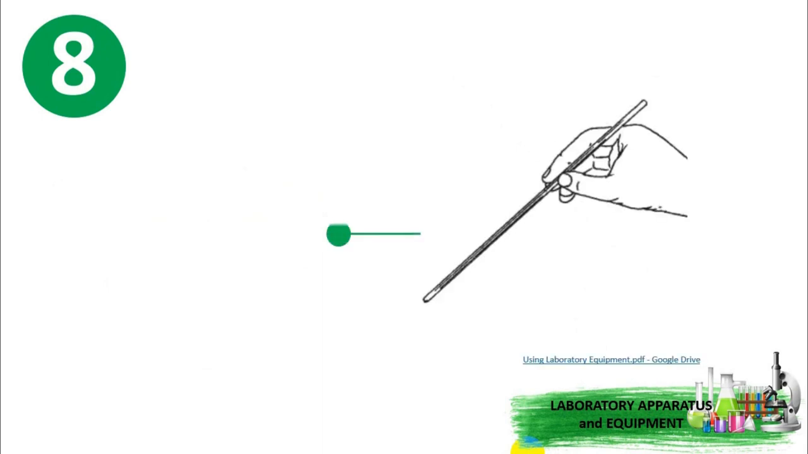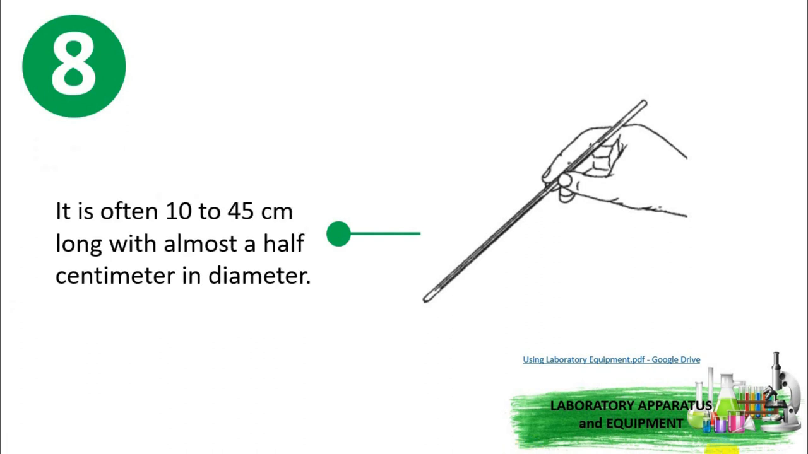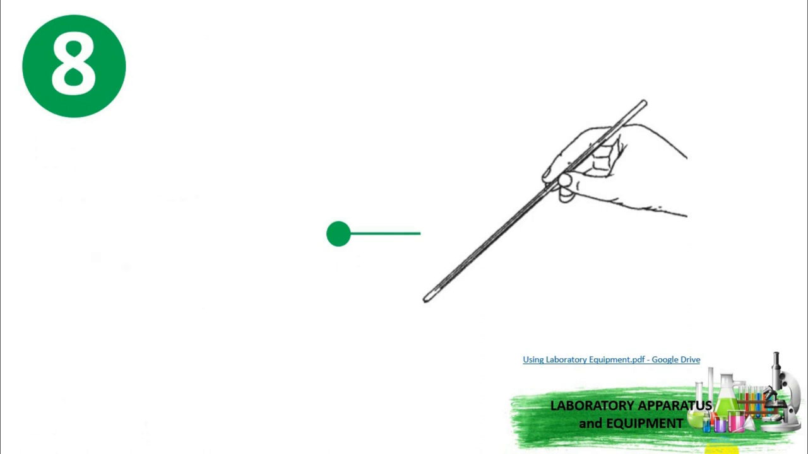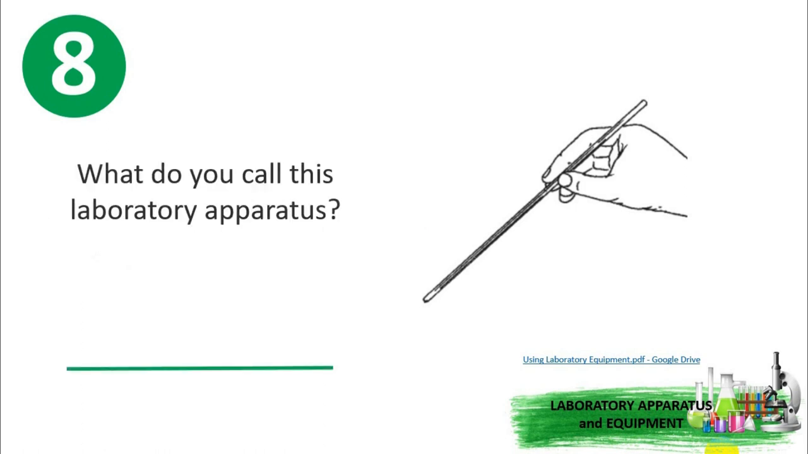Number 8. This laboratory apparatus is made up of solid glass, having rounded edges, slightly thick and longer than a soda water straw. It is often 10 to 45 centimeters long with almost a half centimeter in diameter. This is used for mixing and stirring different chemicals. What do you call this laboratory apparatus?